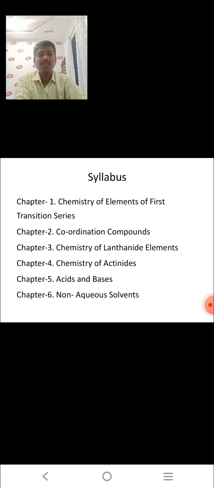So this is the syllabus of your paper number 10 in organic chemistry. This paper is divided into 6 chapters. Chapter number 1, chemistry of elements of first transition series. Chapter number 2, coordination compounds. Chapter number 3, chemistry of lanthanide elements. Chapter number 4, chemistry of actinide elements. Chapter number 5, acids and bases. Chapter number 6, non-aqueous solvents.